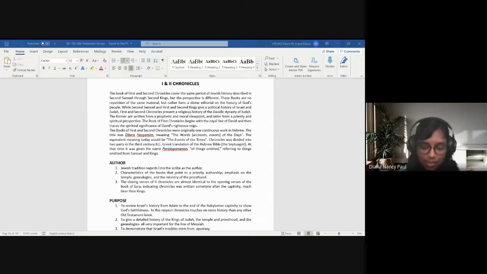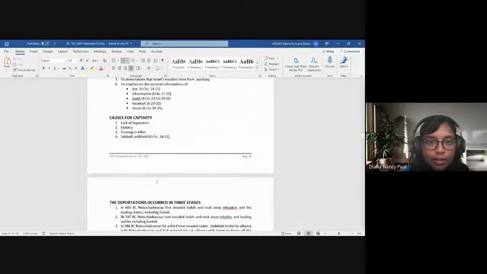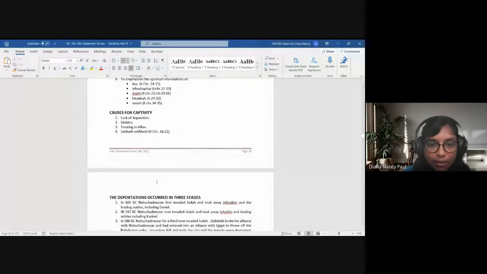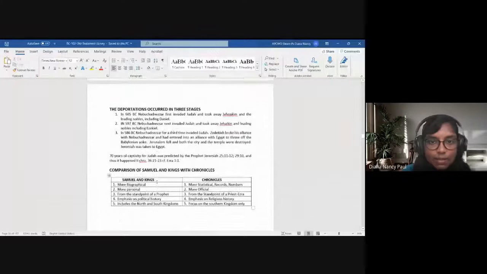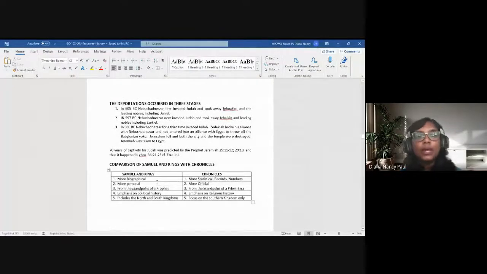So, for First Chronicles, can we turn to the book of First Chronicles? And before we turn, let's see in the notes what it says: a comparison of First and Second Chronicles to the other books. Here we see the causes of captivity, and this is something I would like to look into. The deportation occurred in three stages.